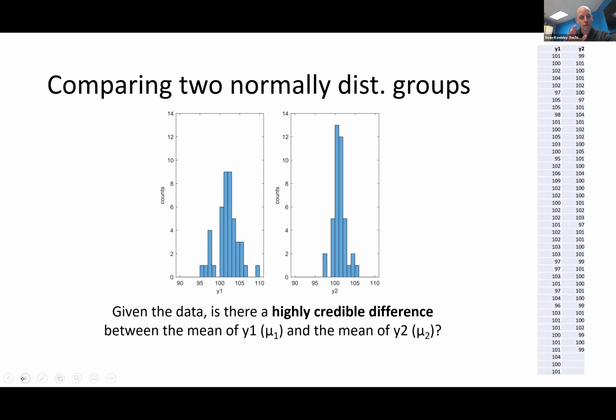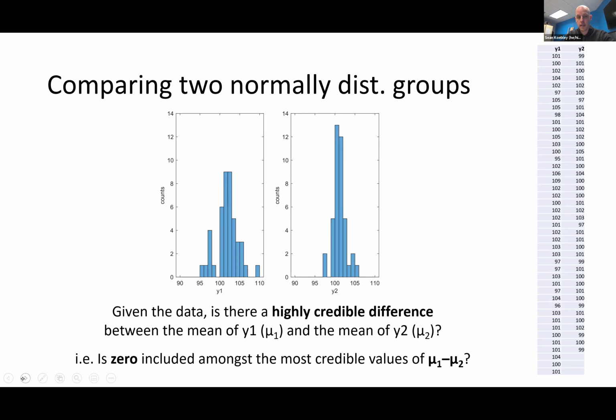So again, think about the way we're phrasing this. This is exactly what we're going to find when we find the posterior, p of theta given D: we're going to find those parameter values, mu1 and mu2, given the data. So this question is perfectly aligned with Bayesian statistics. Another way of phrasing this is asking, is 0 included amongst the most credible values of mu1 minus mu2? So is 0 one of the most likely values of the difference between the means that you're going to find?